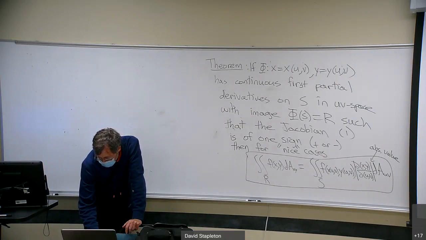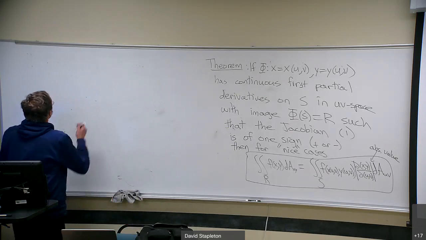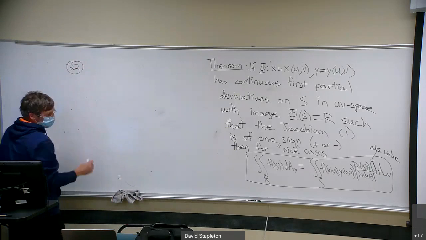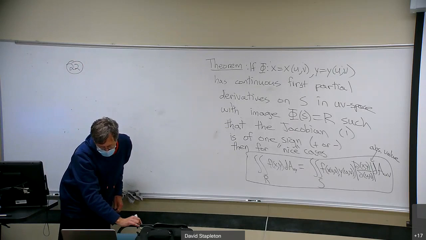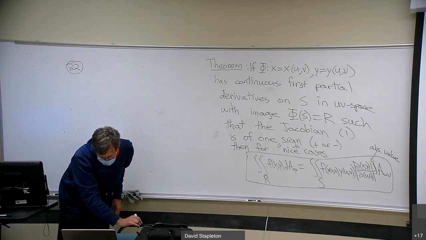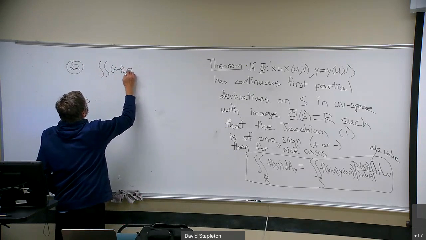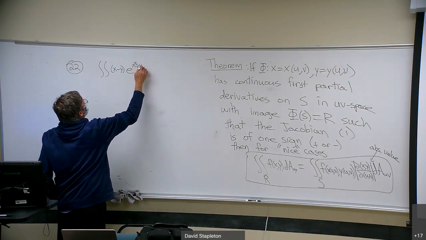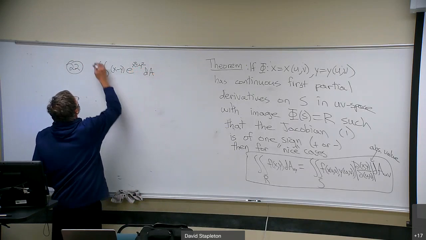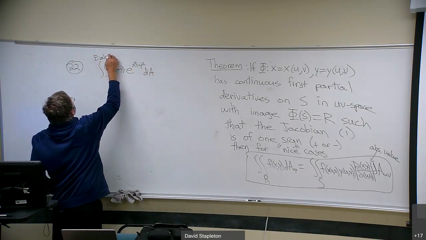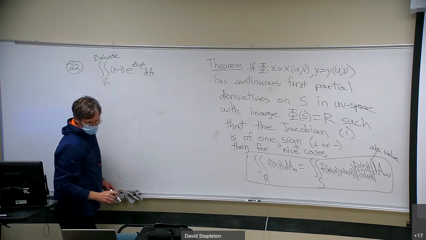I have an example here. I haven't moved it too far. All right, so here's a really great example. This is a problem set. Suppose I wanted to evaluate this integral, x minus y times e to the x squared minus y squared dA, over some region R in xy space.